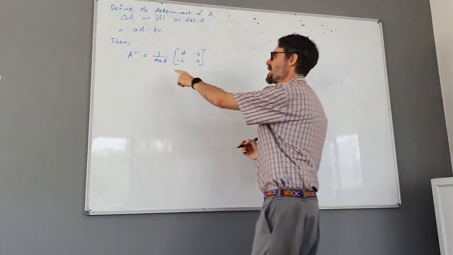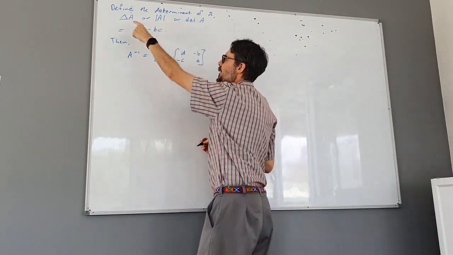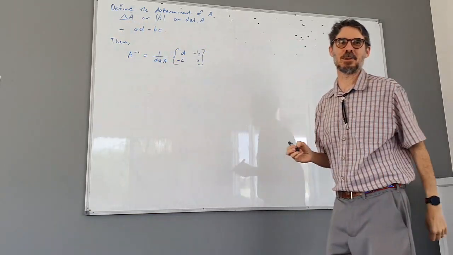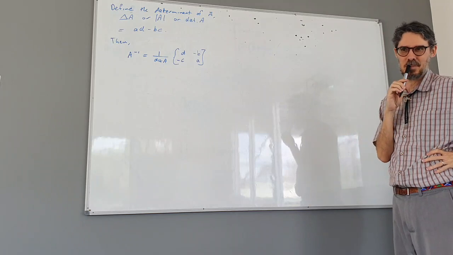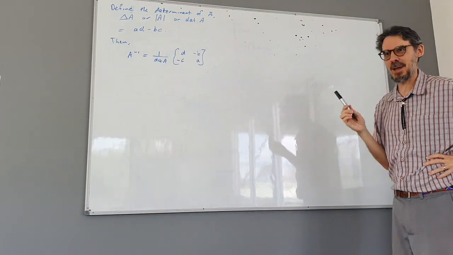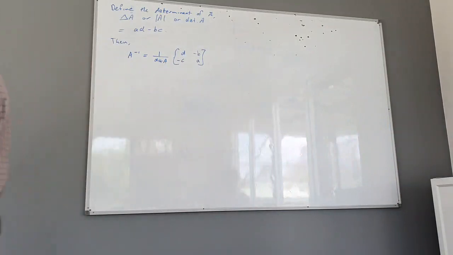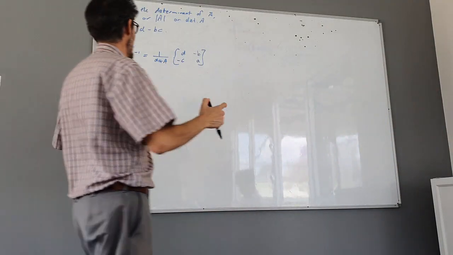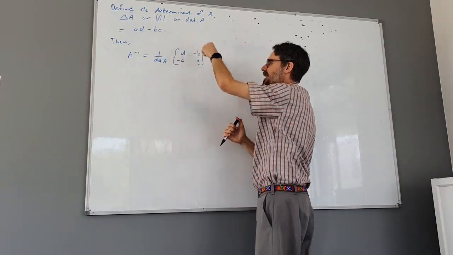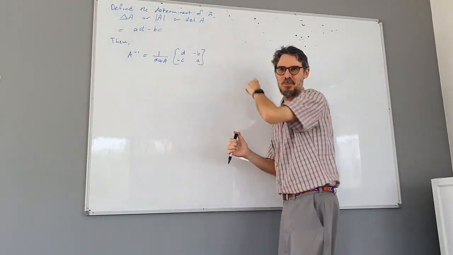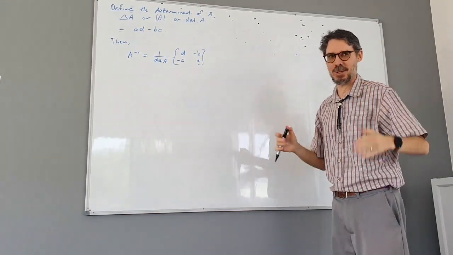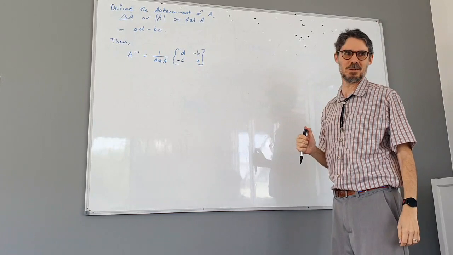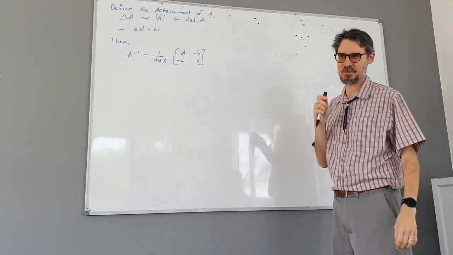Now, if you don't like writing det A, you can write mod A, or you can write triangle A. It's up to you. And I have found a matrix which is the inverse of my original matrix. What you absolutely have to know is what the determinant is and how to work out the inverse for a 2 by 2. If it is bigger than 2 by 2, you will use your calculator, according to the syllabus.